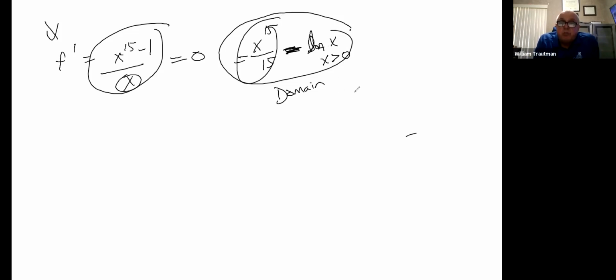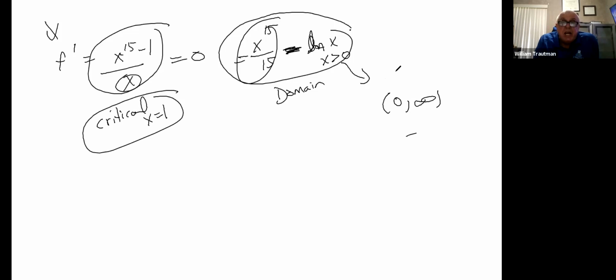So the total domain of this function, the domain of ln, that's the original function. The domain is from 0 to infinity. So the domain was from 0 to infinity. We found the critical number at x equals 1.